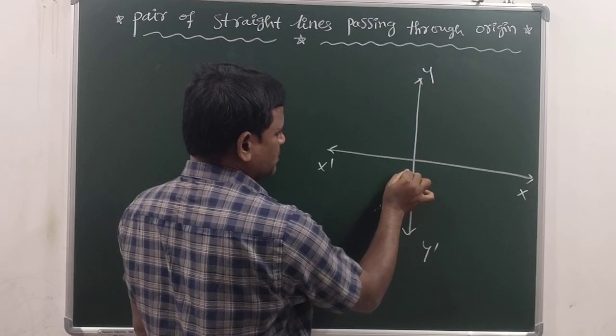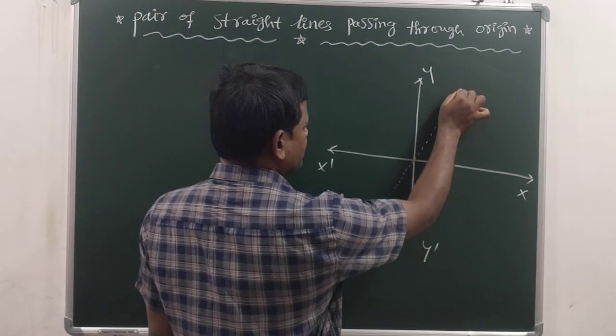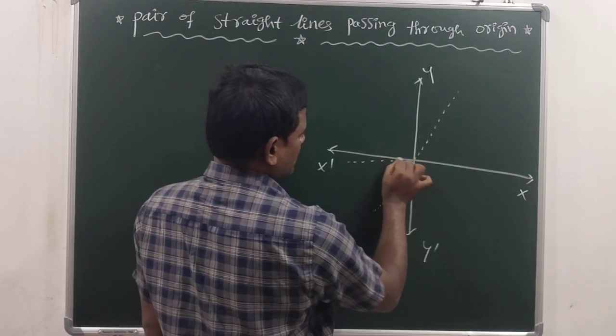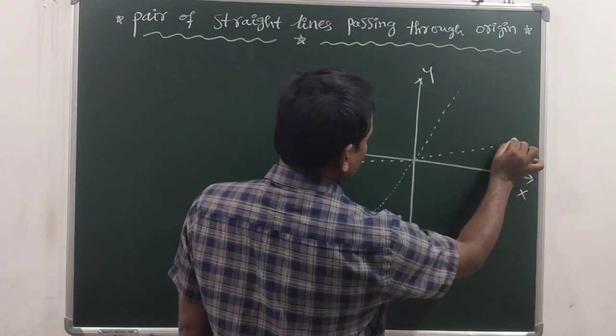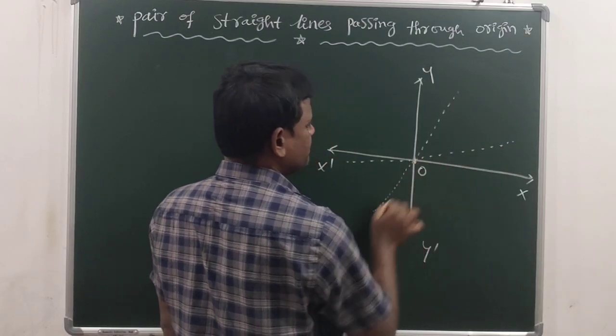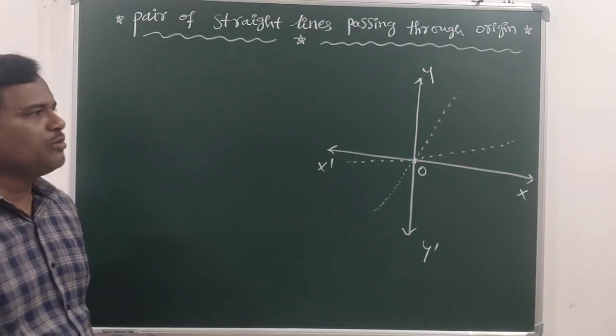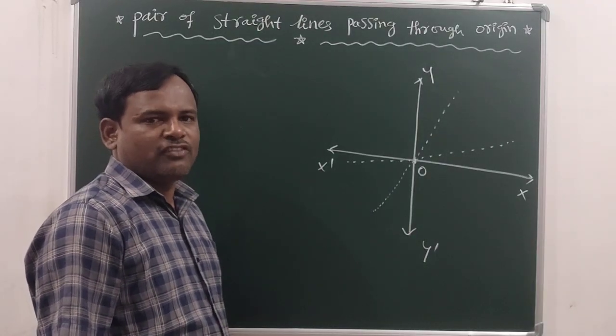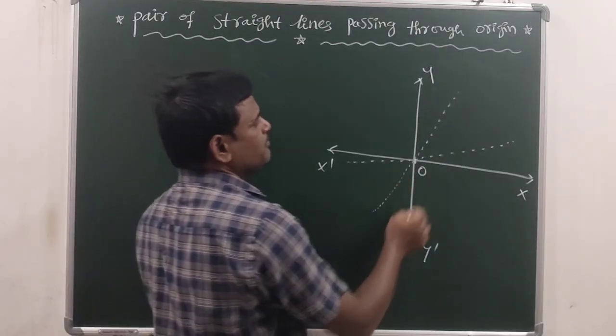Take two lines which pass through the origin. These are two lines which are passing through the origin. This is the origin. You know the standard form of a line which passes through the origin.